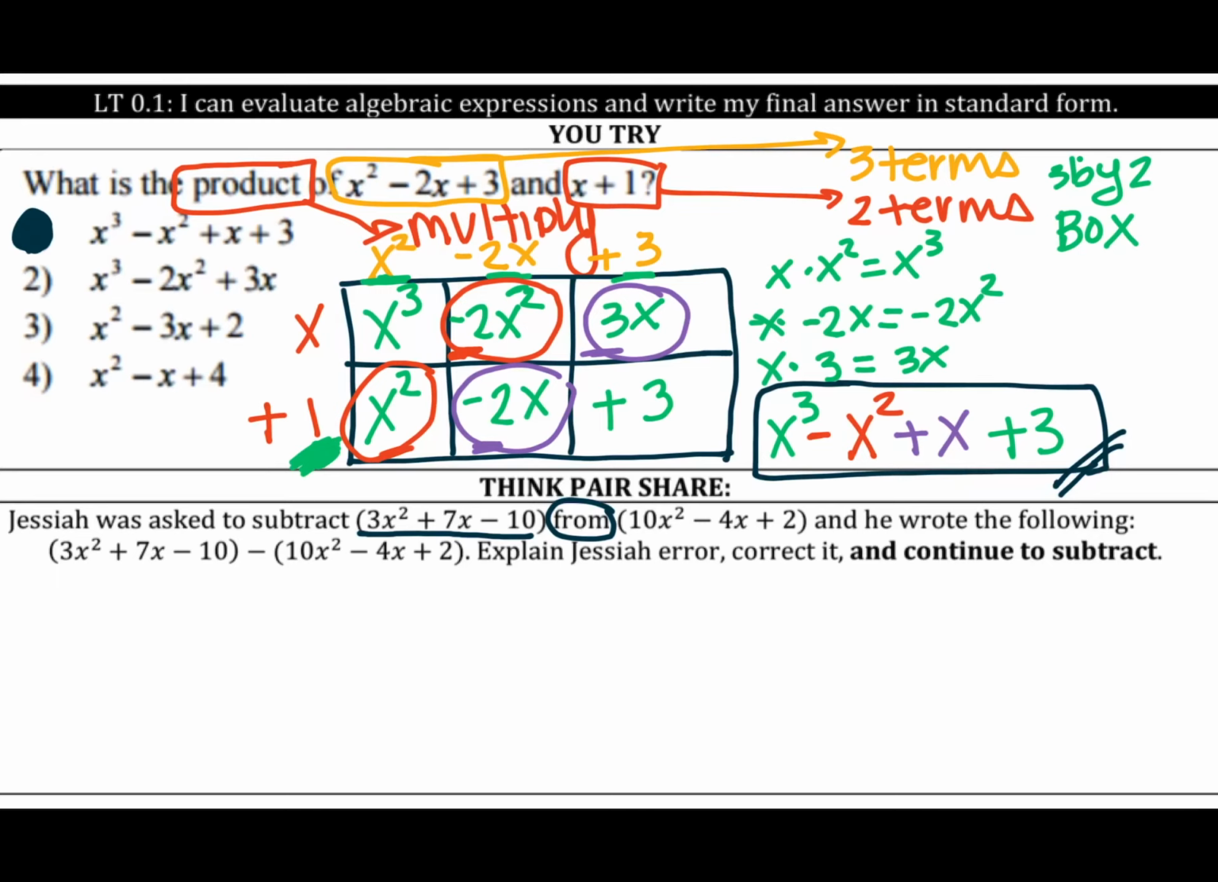And the reason why this is incorrect is because we're subtracting from, keyword here is from, the 10x squared minus 4x plus 2. So that's actually the expression that we want to start with, instead of starting with the 3x squared plus 7x minus 10. So we're going to start with the second expression that's written. And actually, it's super important because subtraction is not commutative. So we actually have to be very careful with the order in which we place these expressions.